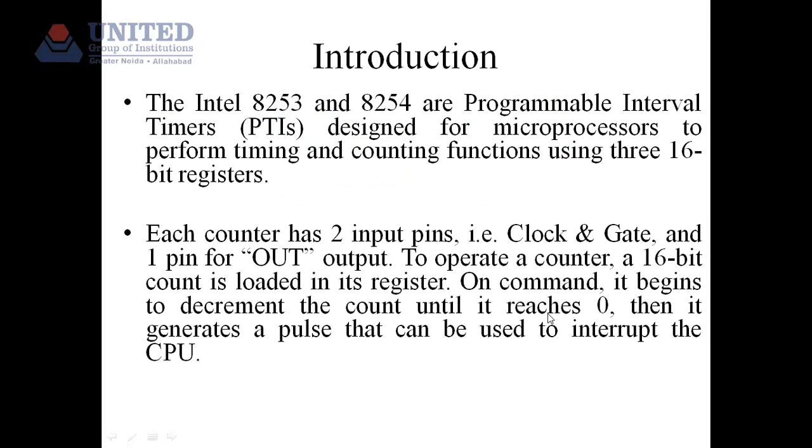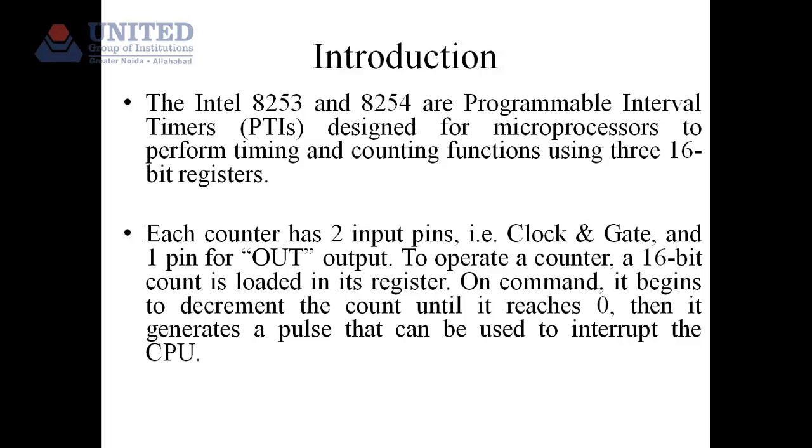Now when we go further, let us see about its introduction. The Intel 8253 and the advanced version, that is 8254, are programmable interval timers, designed for the microprocessor performing timing and counting functions using 16-bit registers. 16-bit registers means we are talking about the counters, and each of the counters has two input pins. One is the clock and the other is the gate. Later we'll see these two pins in detail.